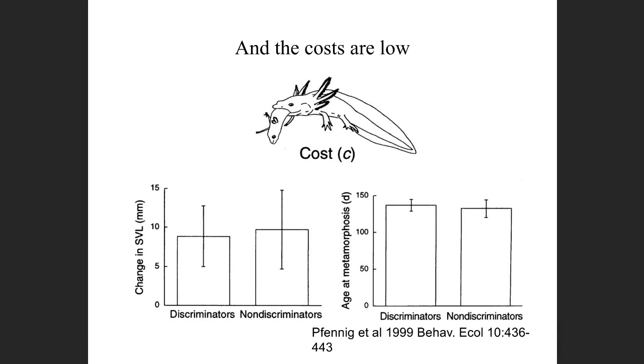However, the costs turn out to be low. So this is SVL, which stands for, I'll type it because typing is neater, snout ventral length, right? So that's a measure. So that means this is growth.